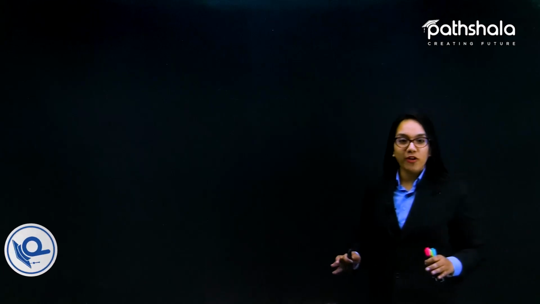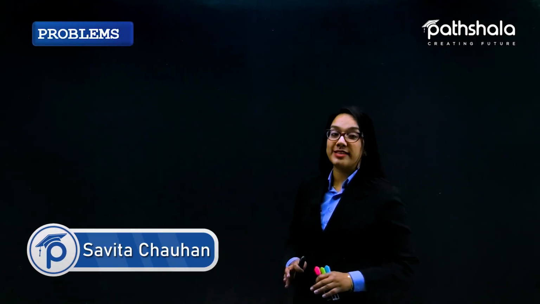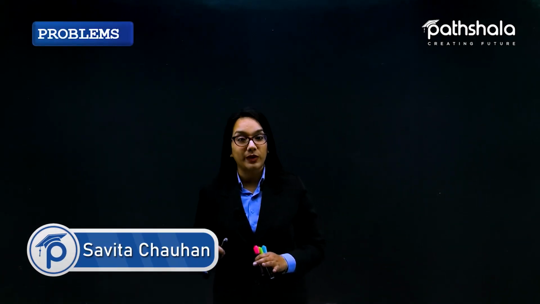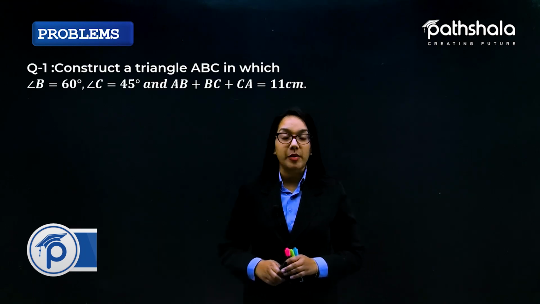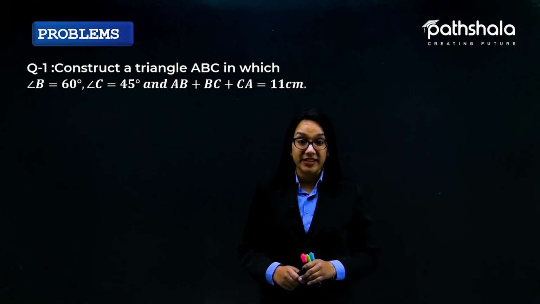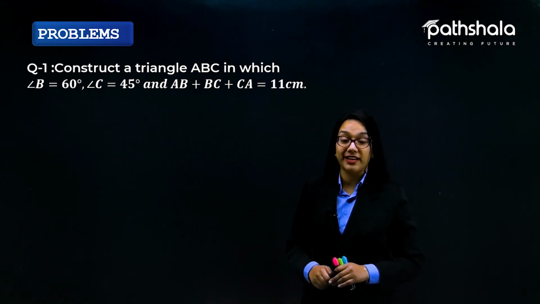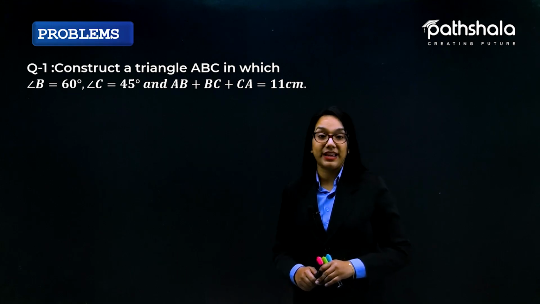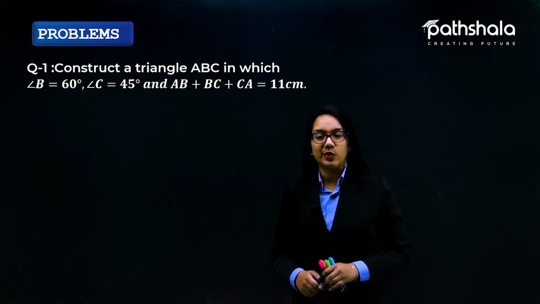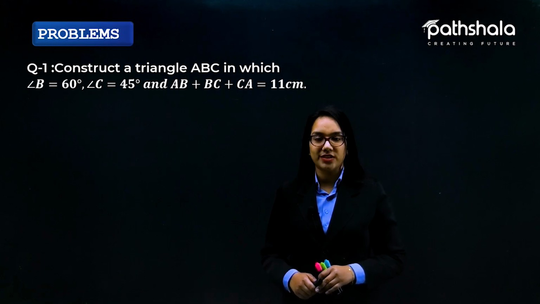So let's just move on further towards the problems that are related with this particular concept. Suppose I have question number 1: construct a triangle ABC in which angle B is 60 degrees, angle C is 45 degrees, and AB plus BC plus CA is 11 centimeters. So let's start the construction of such a triangle.